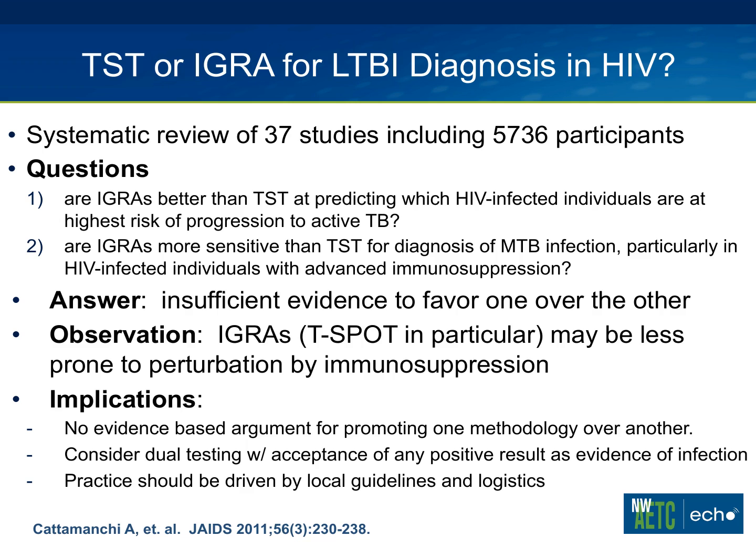What are the implications of all this? One, there's no evidence-based argument for which I can tell you you should definitely choose TST over IGRA or vice versa when testing HIV-infected patients for latent TB. My personal advice is to be practical and remember that what you're trying to avoid is active TB in a severely immunosuppressed patient. So if you are testing a severely immunosuppressed patient, consider dual testing with acceptance of either positive as a result of evidence of infection.